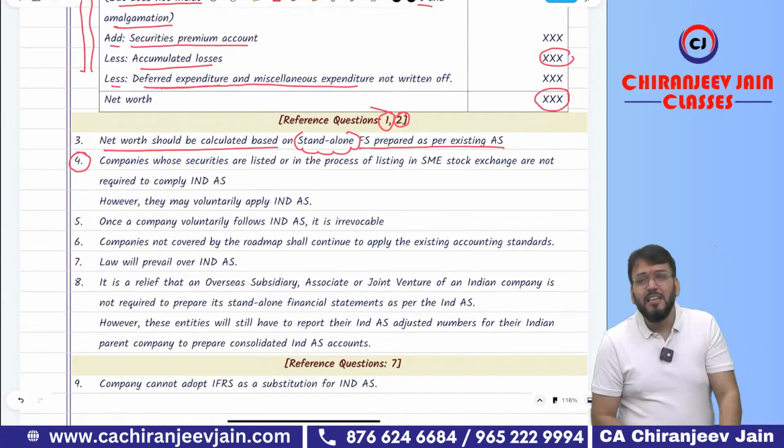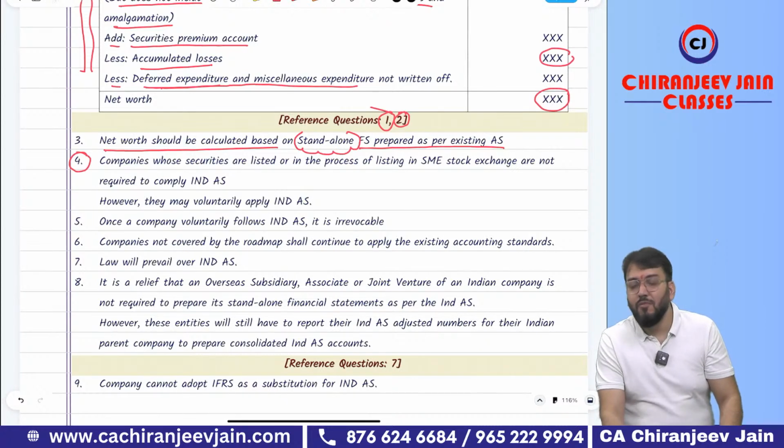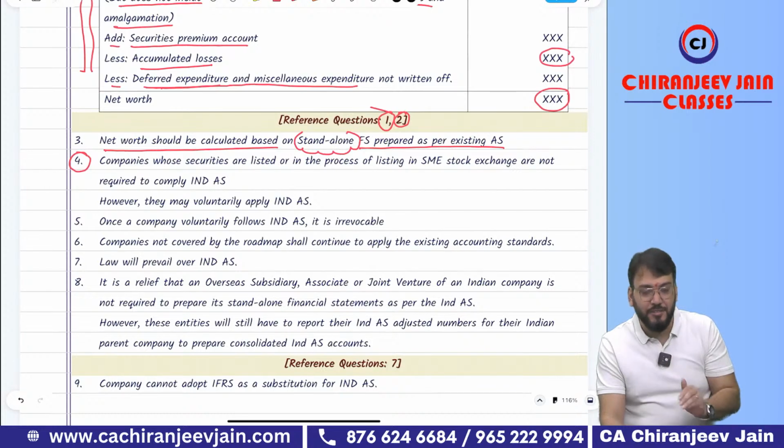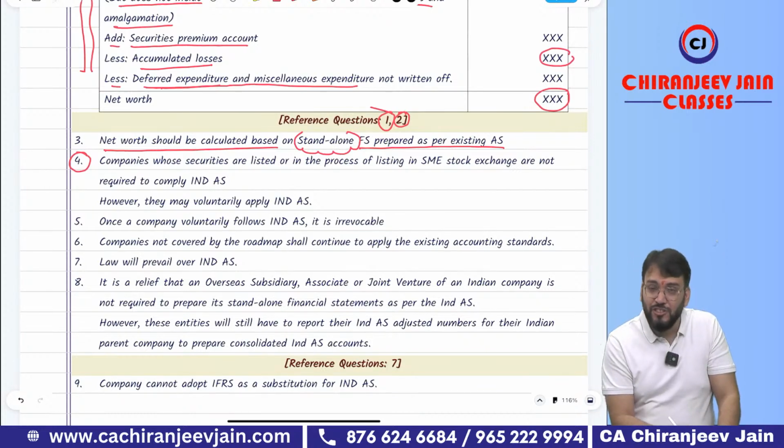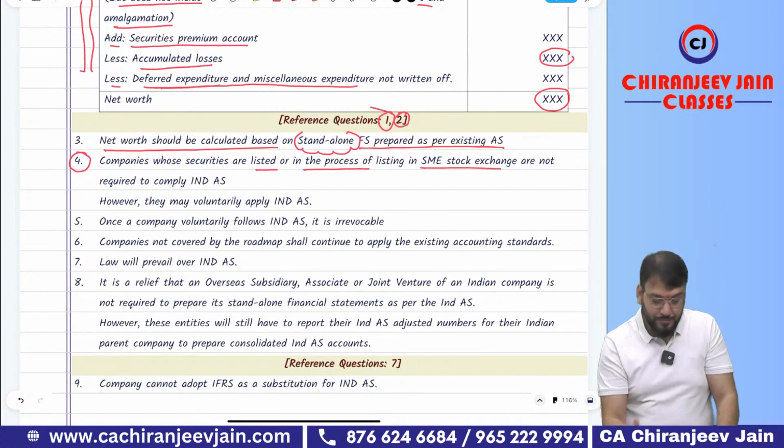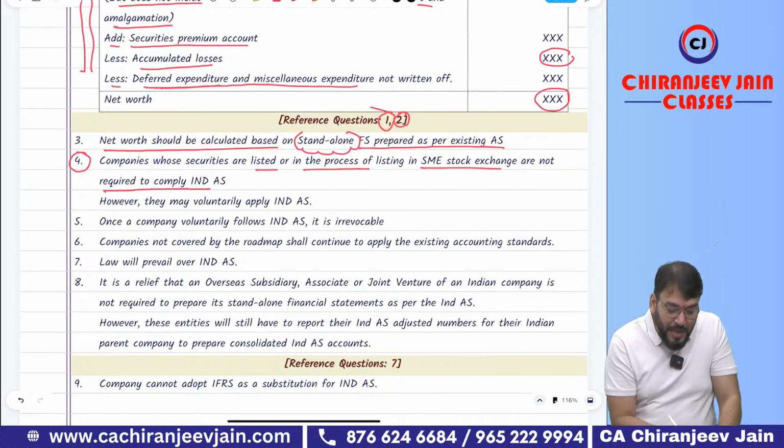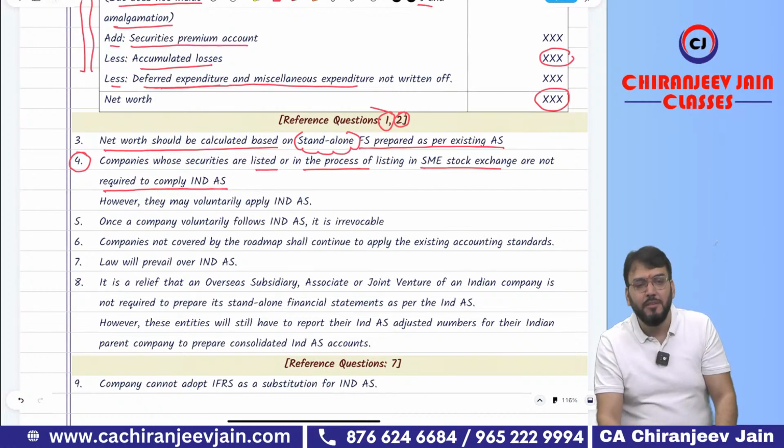Any doubt? Then one relaxation has been given. What they are saying is that any company which is listed or in the process of listing in an SME stock exchange (SME means small and medium entities, small and medium enterprise), so any company whose shares or debentures are listed or in the process of listing in an SME stock exchange, is not required to comply with Ind AS. So some relaxation has been given.